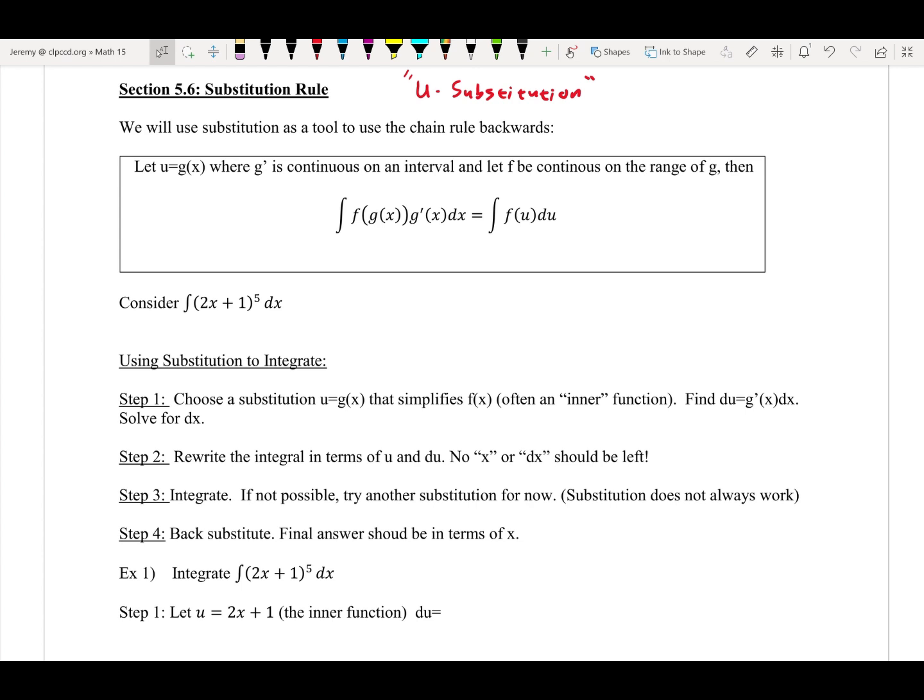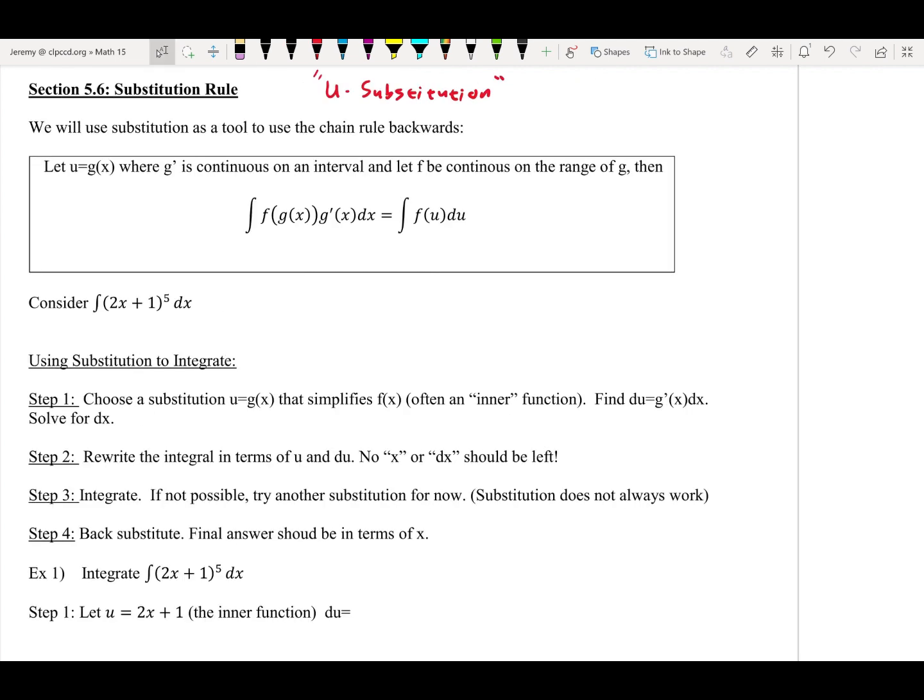We're going to let u equal g of x, where g prime is continuous on whatever given interval we're working with, and let f be continuous on the range of g. Then we have that the integral, and for now we're just talking about indefinite integrals, without worrying about limits of integration, of f of g of x times g prime of x dx is just the integral of f of u du.